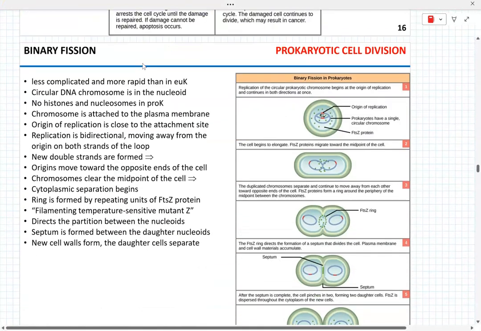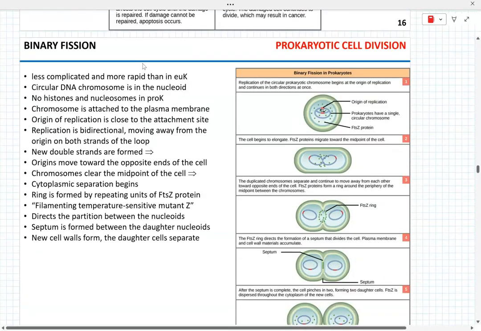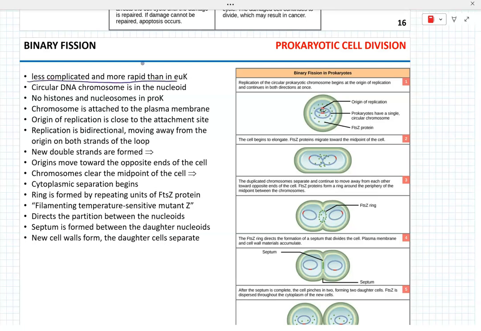Now, the process of mitosis is characteristic for eukaryotes. In prokaryotes, cells divide by so-called binary fission. It is less complicated and more rapid for a variety of reasons, mostly because there's only one chromosome, it's relatively small, and no histones are involved.